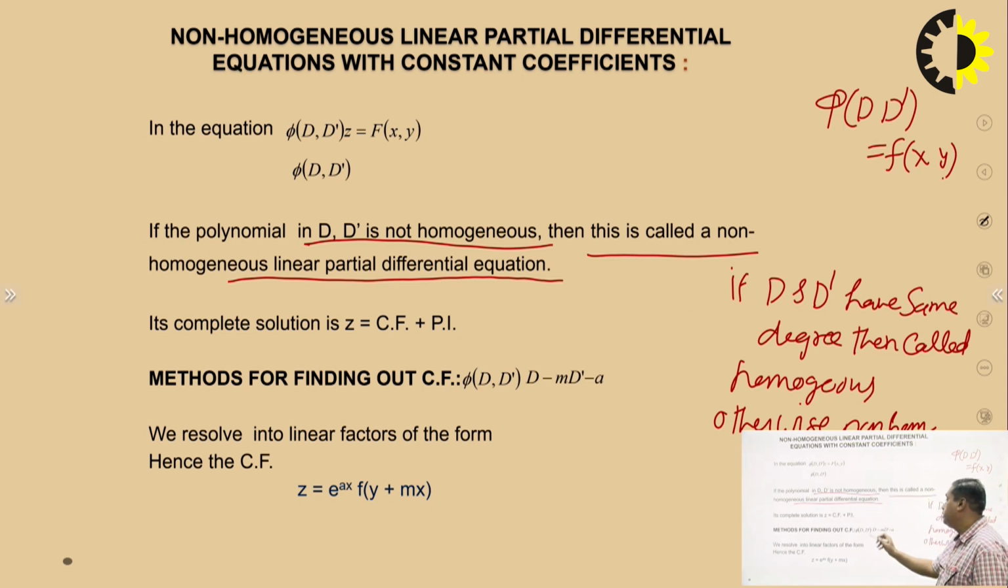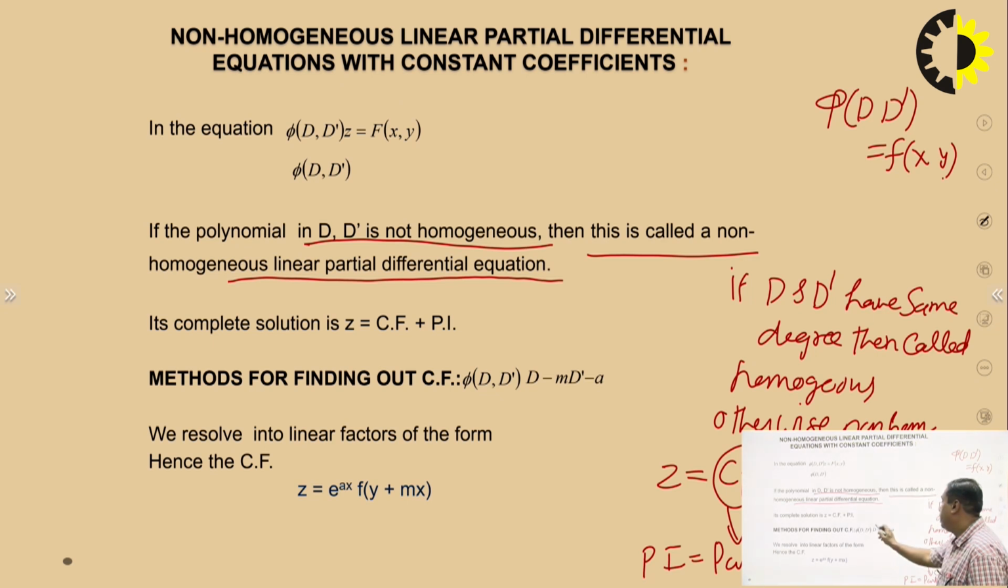And the solution of this type of equation is defined by z equal to CF plus PI. CF is called the complementary function, and PI is the particular integral. Methods to find CF, function of D, D dash.